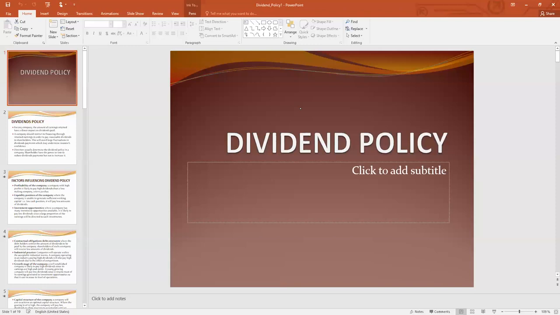We shall discuss the reasoning behind, or try to determine, what factors can influence the policy that the company shall be adopting. So we shall discuss them. What are the factors that influence how much we shall pay as dividend?